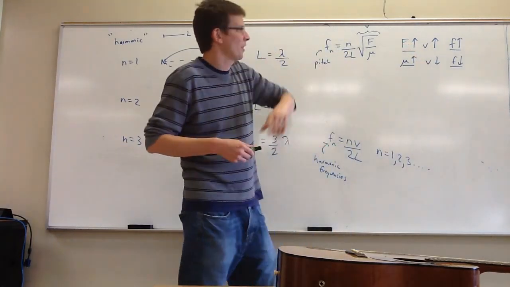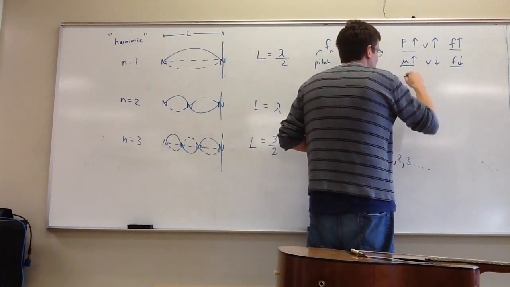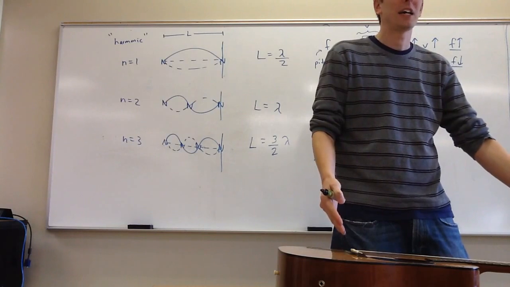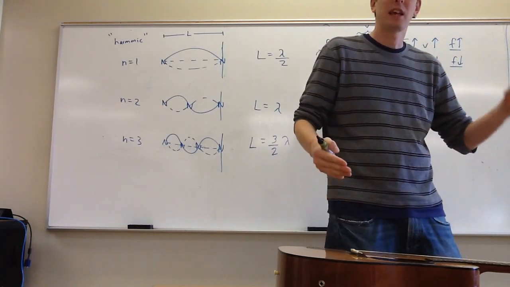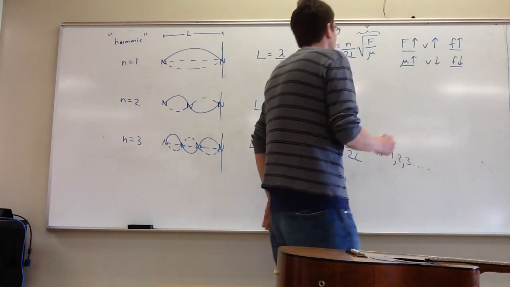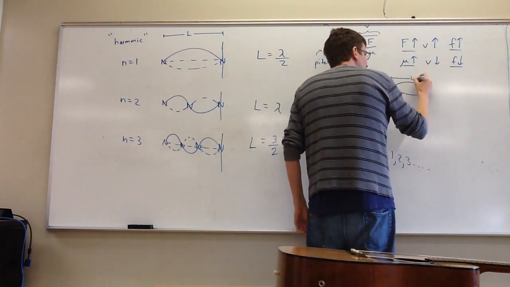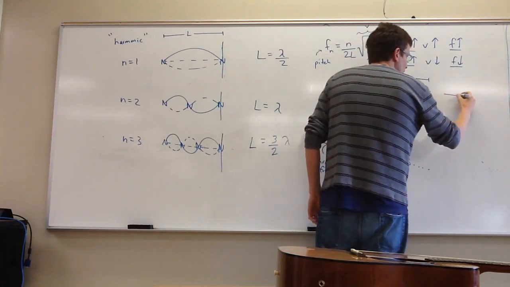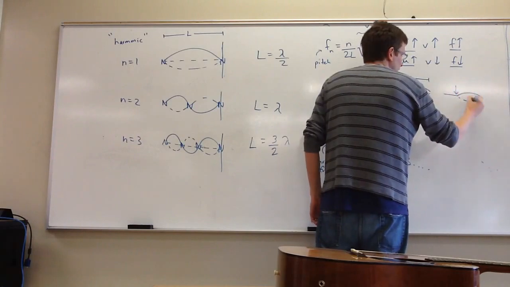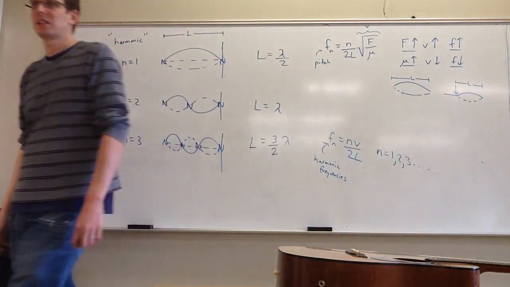Okay, let's look at the other things. Length. Now, the string, I can't make it longer than it already is, but I can make it shorter by taking a part of it and taking it out of the vibration. So I can go from something like this, where I'm using the entire length of the string, to just this. So I put my finger down here, and I shorten the amount of the string that's actually able to participate in the vibration.